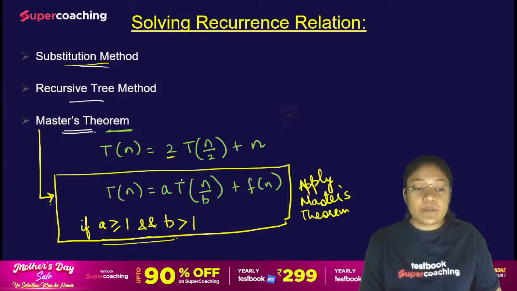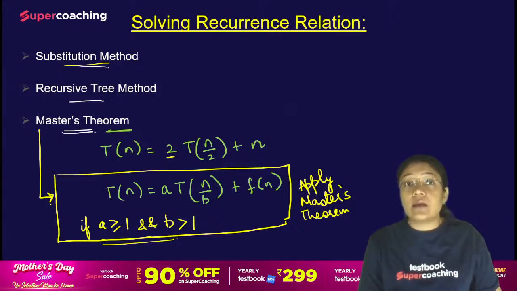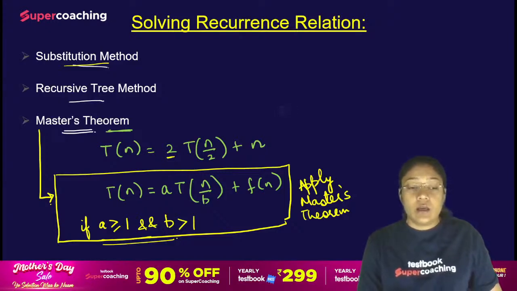Is everything clear till here? So this was just an introduction to recurrence relations and the different methods for solving them. Anyone having any doubt or query till this point?